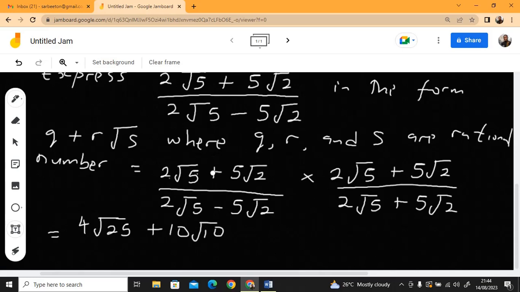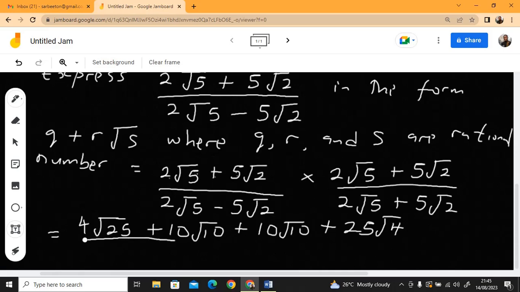Now you move on to the next one. This is plus, you write plus here. 5 times 2 is 10. Root 2 times root 5 is root 10. That one is clear. Plus times plus is plus. 5 times 5 is 25. And root 2 times root 2 is root 4. Let's do it like that for clarity's sake.